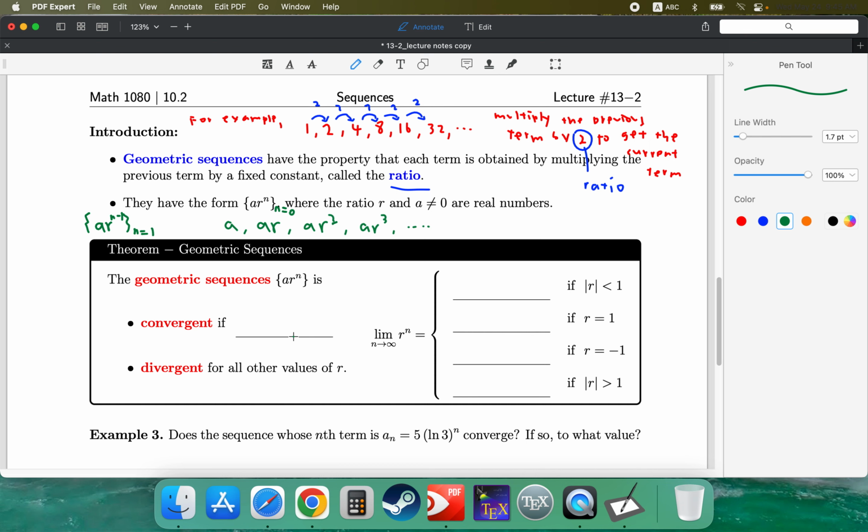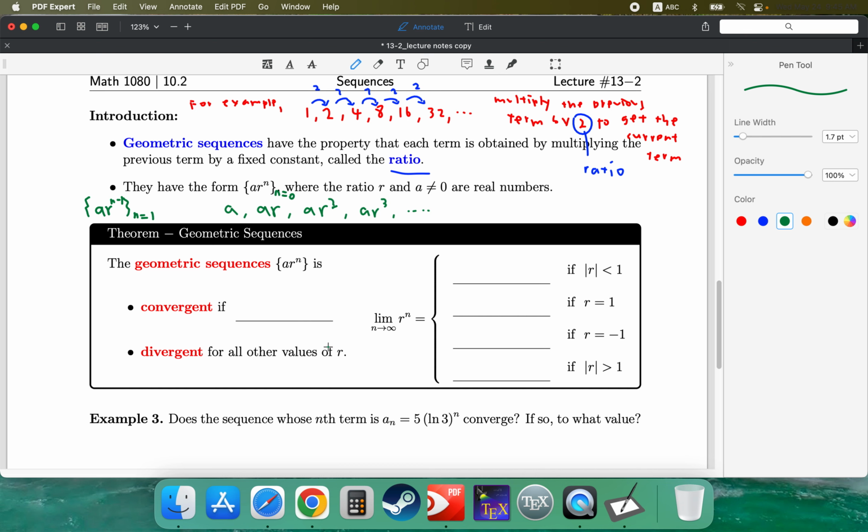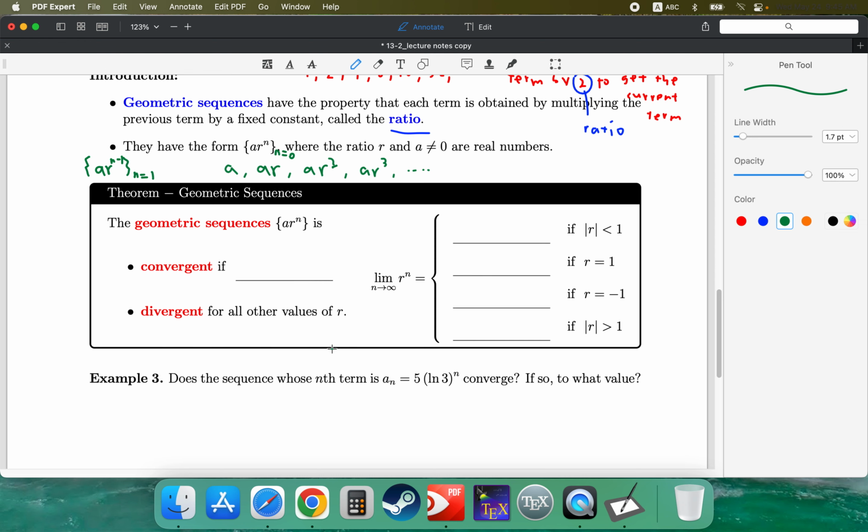So let's take a look at the box below. Now we want to find the limit of a geometric sequence. So basically we want to take the limit of a times r to the nth power. Let's assume n starts from 0. Okay, we want to take the limit of that. Now notice that a is a constant, so you can take a out. So that's why basically we want to focus on the limit of r to the nth power.